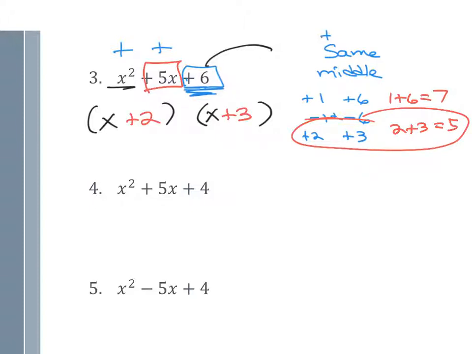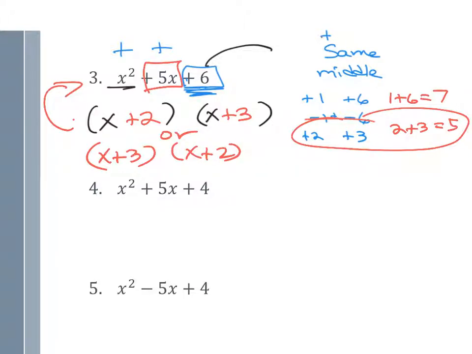And again, you can FOIL it and make sure that it does go back. Yes? Does it matter when you put the 2 and the 3? No, that's a good question. So it didn't matter if you write x plus 3 or x plus 2. Either way, it doesn't matter the order of the binomials. Let's try the next one.